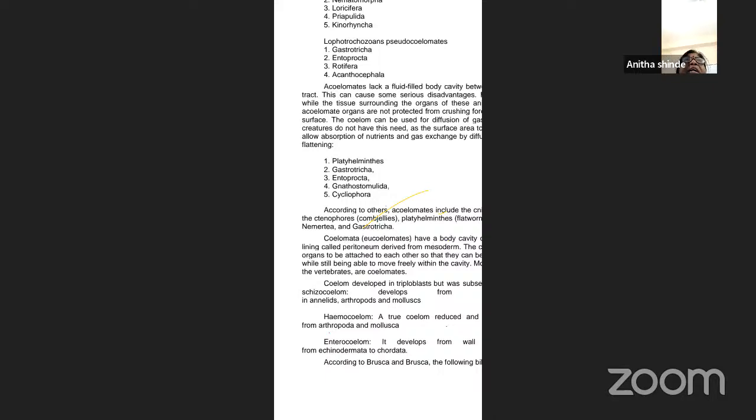But in the case of pseudocoelomates, the internal organs are loosely attached because the mesoderm only partially lines the body cavity. But in this case, it completely lines the body cavity by a layer which is nothing but the peritoneum, and this peritoneum is formed by the mesoderm. So all the internal organs that are present get easily attached to each other so that they can be suspended in a particular order, while still being able to move freely within the cavity.